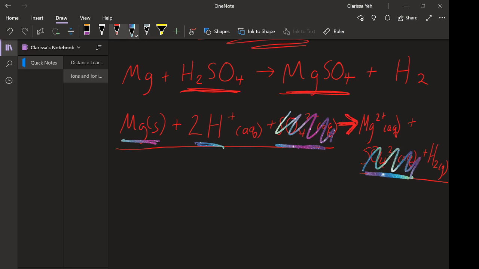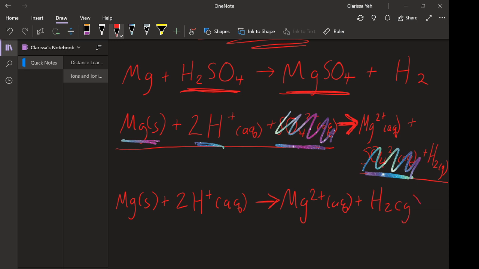And then that once again leaves us to just rewriting this, but with the cancelled thing left out. So we have Mg(s) plus 2H+(aq), arrow, Mg2+(aq) plus H2 gas, and that is done. We'll do another one.